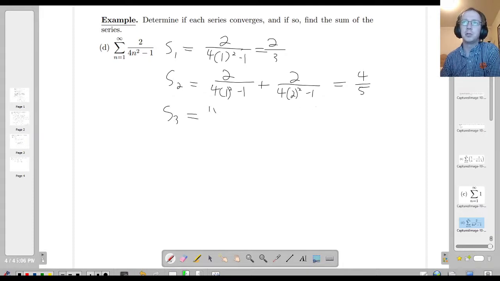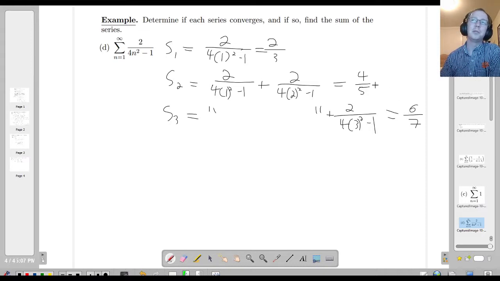S3 would mean add up the first two and then also add what happens when I plug in 3: 2 over 4 times 3 squared minus 1. So let's see, that's 2 over 35. That would be 28 plus 2, which is 30 over 35, which is 6 over 7. So a slightly more complicated pattern is going on here. If I want to find out in general what's going to happen, I could guess at it, or I can figure out a better way to break this down.